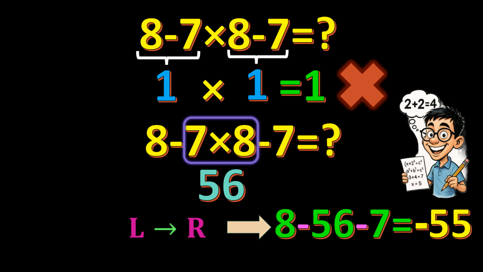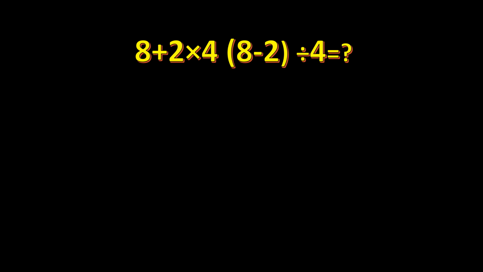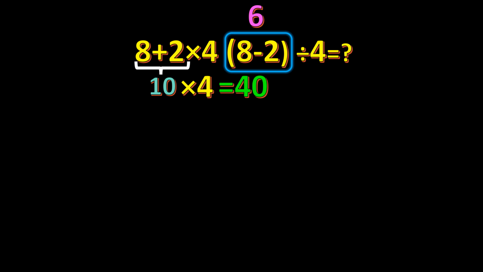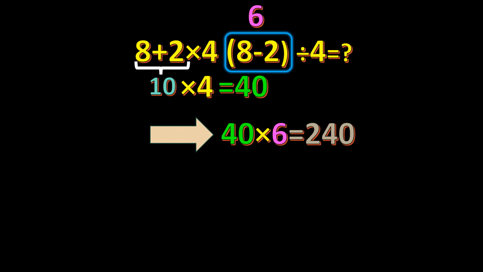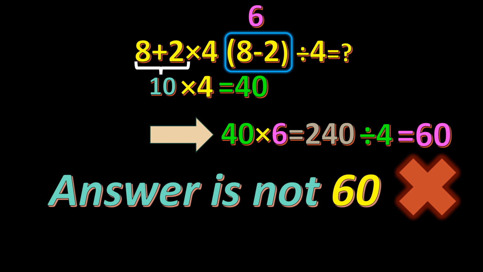Now let's move on to the last question, which is very hard and complicated. This is one of those very difficult Olympiad questions that everyone solves incorrectly. 8 plus 2 equals 10, and 10 multiplied by 4 equals 40. The result inside the parentheses is 6, and 40 multiplied by 6 equals 240, which when divided by 4 equals 60. But this answer is wrong because we haven't paid attention to the order of mathematical operations.